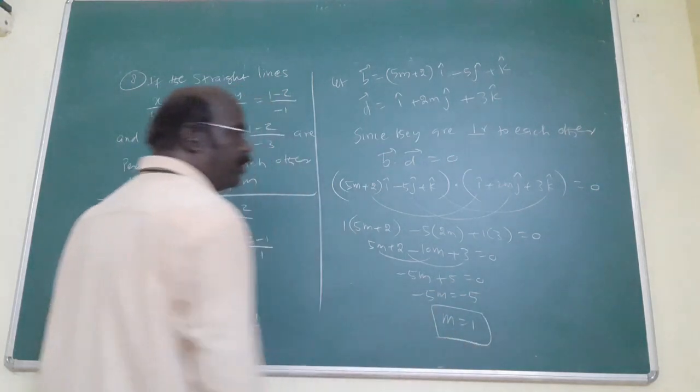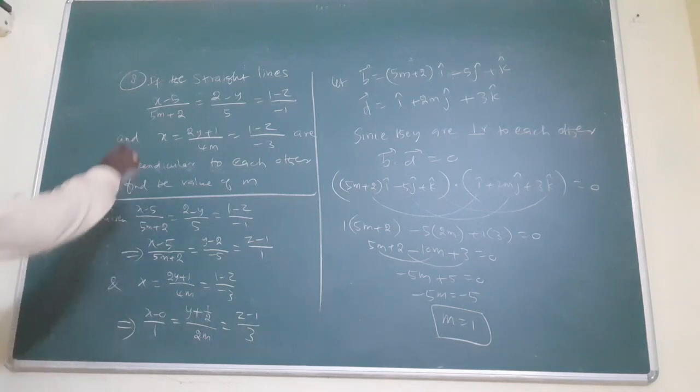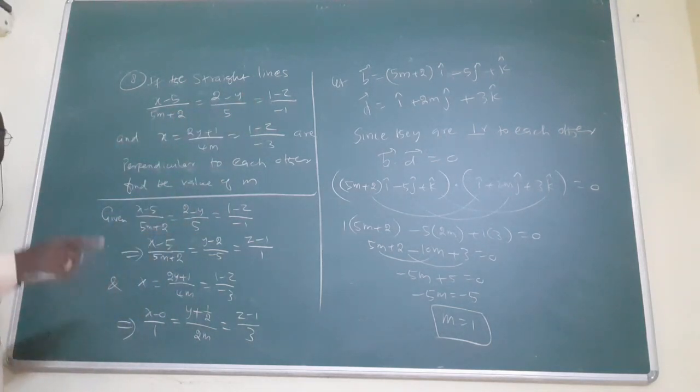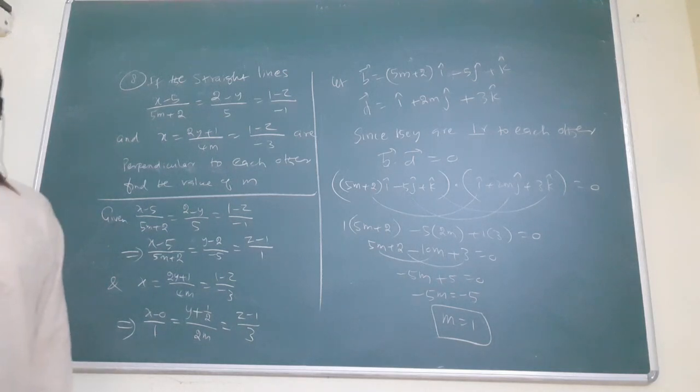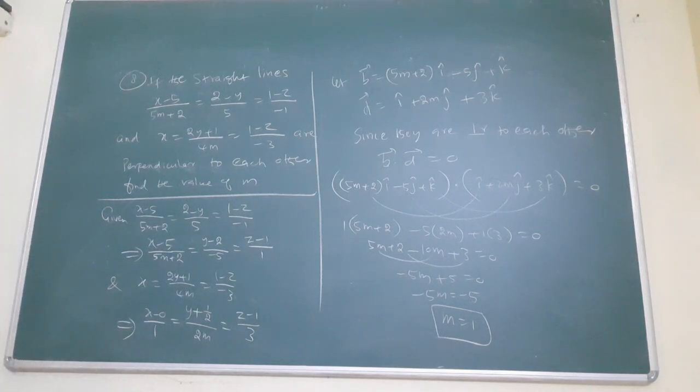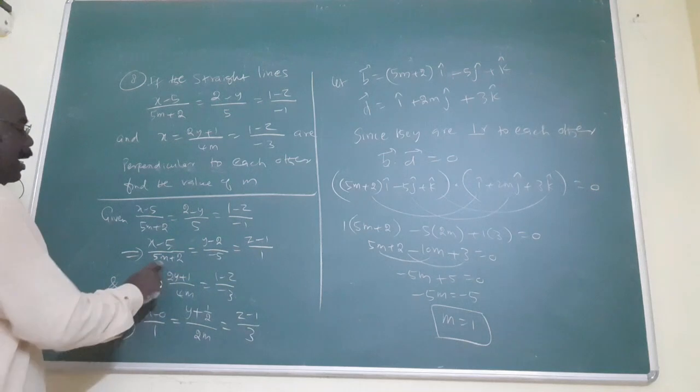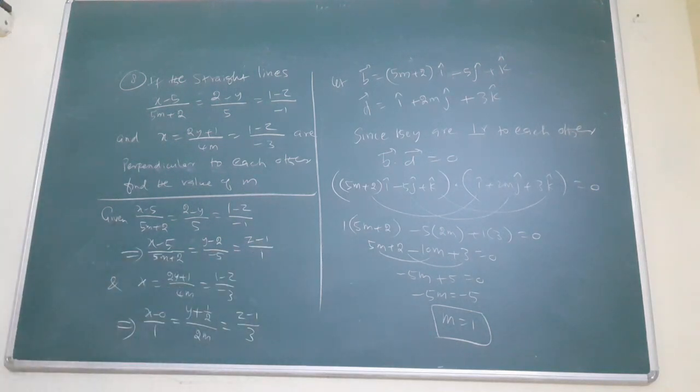This is the answer. The given equations are not in order. You want to write in the standard form: x minus x1 by something, y minus y1 by something, z minus z1 by something. But whatever the denominator is, we need not consider the numbers. That is the point. If the denominator is given once, it means b vector; if given twice, it means b and d vector. In this way you want to simplify. We get the answer m equal to 1.